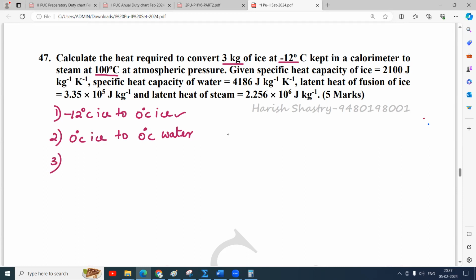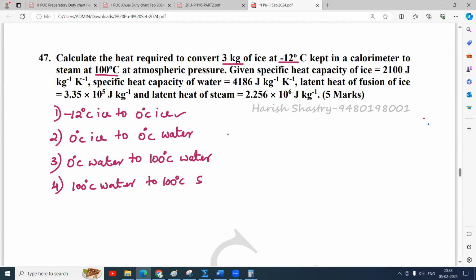Third process, 0 degree Celsius water to 100 degrees Celsius water. You have to heat it up to 100 degrees Celsius water. And finally, fourth step, you have to convert 100 degrees Celsius water to 100 degrees Celsius steam. Again, here all the heat energy supplied is used to convert water to steam, but there is no change in the temperature. So, starting from minus 12 degrees Celsius ice to 0 degrees Celsius ice, then 0 degree ice to 0 degree water, then 0 degree water to 100 degree water, then 100 degree water to 100 degree steam.